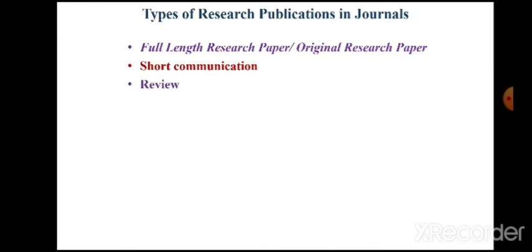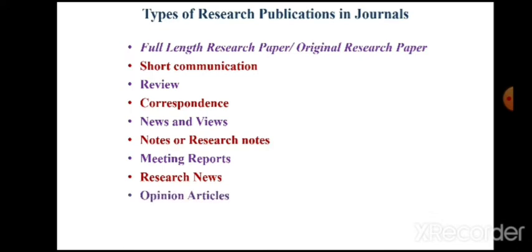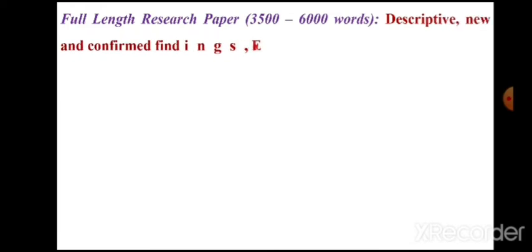Other research publications are review, correspondence, news and views, notes or research notes, and meeting reports, in which you have intellectual discussions that can be published with good, novel outputs. Research news related to conferences and seminars is also publishable, as are opinion articles and commentary. These are the several research publications published in research journals. Particularly, we will be focusing on the first three types. The first is the original, full-length research paper. The second is review, and the third is short communication, which will be beneficial for your project work.